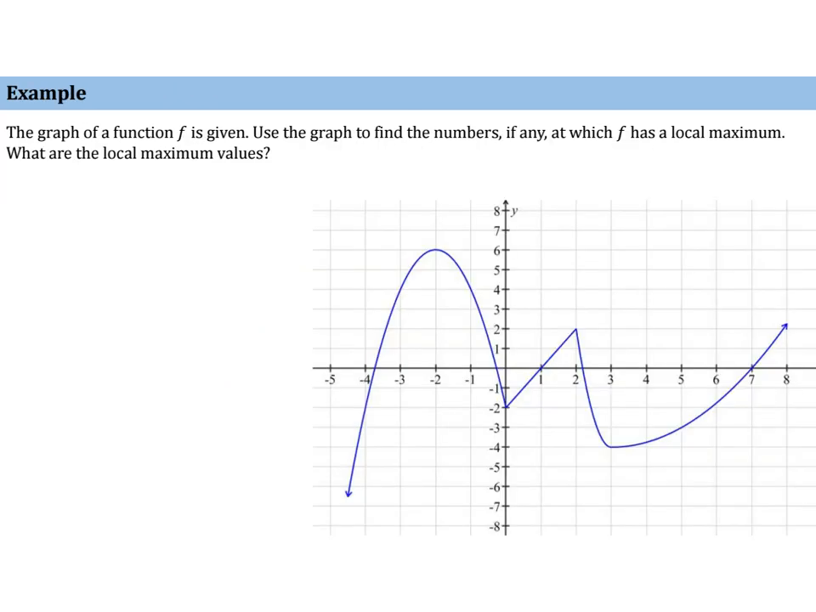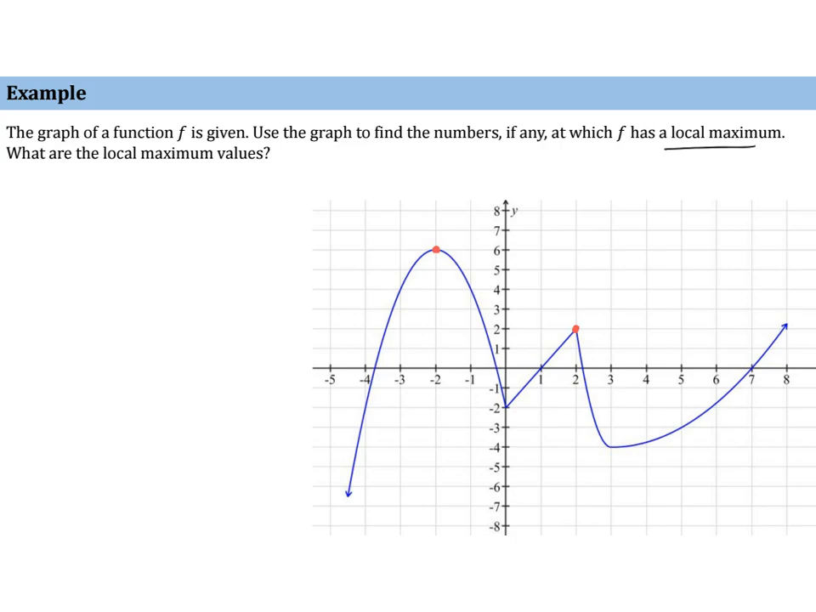So let's take a look at an example. If we have this graph and we want to find any local maxima, where are they? So let's go ahead and take a look. Do we have any local maxima? So as we go through our curve, do we have any points where we're higher than the others around it? So here we have a high point, and likewise we have a high point right here. So we do have two local maxima.